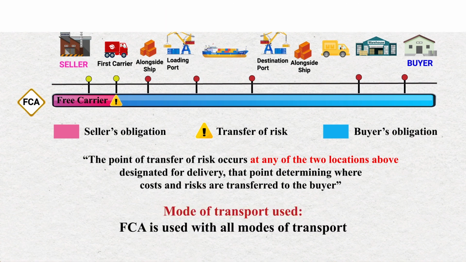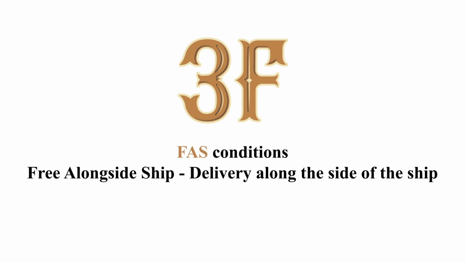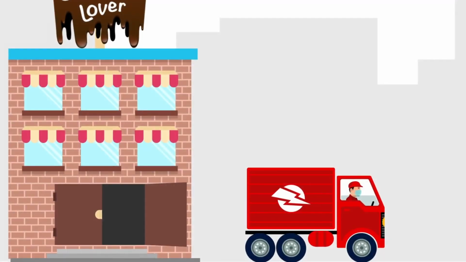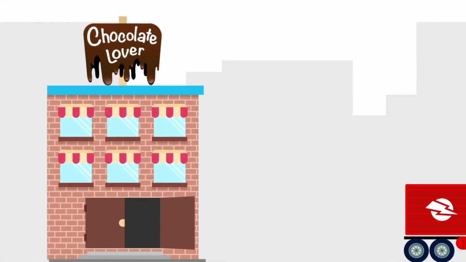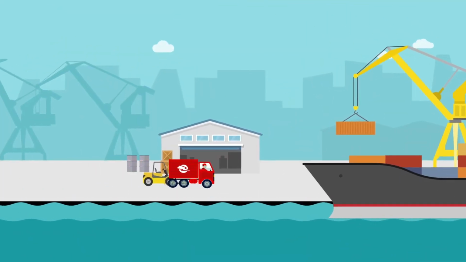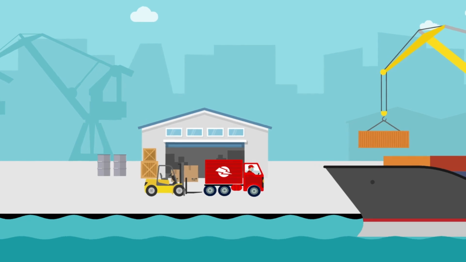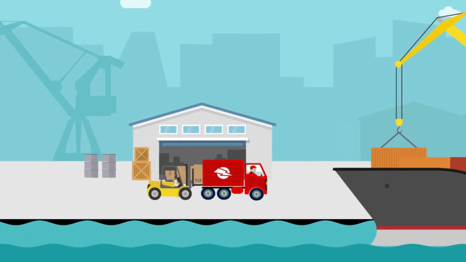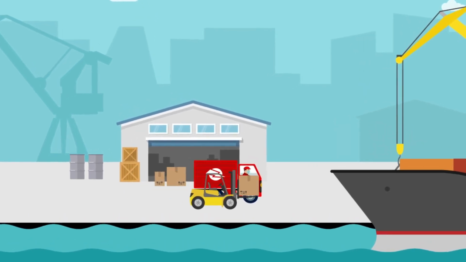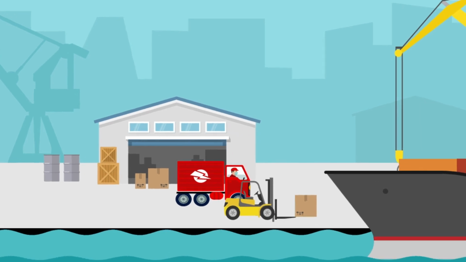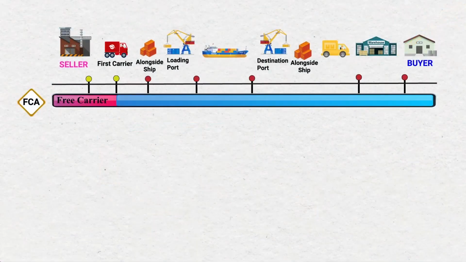The second F condition is FAS conditions, or free alongside ship, delivery along the side of the ship, use case. Conditions apply if the seller has the additional ability to take the goods to the jetty at the port of export. The seller should do this at his own expense and risk arising, calculating the costs in advance. This fee is included in the cost of goods and contract under FAS terms.